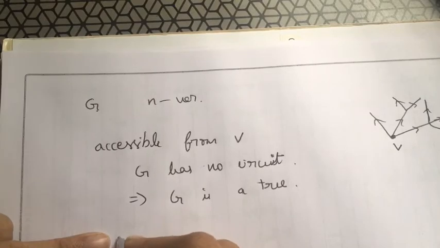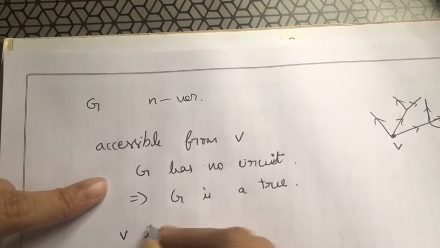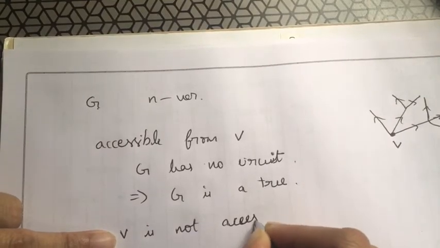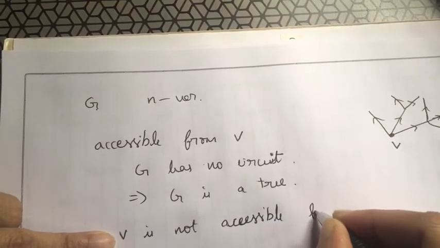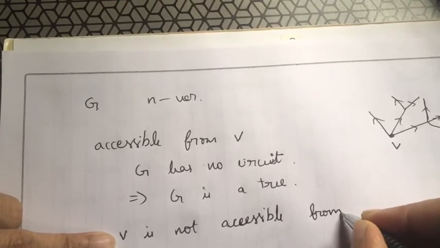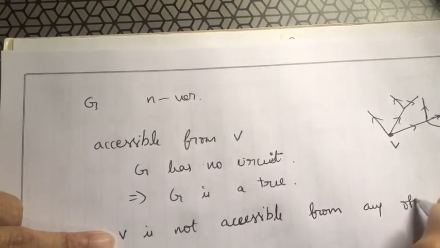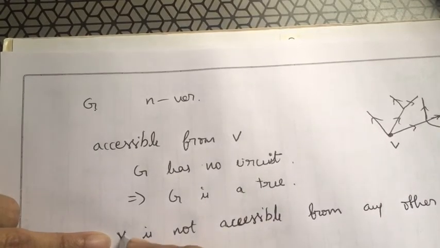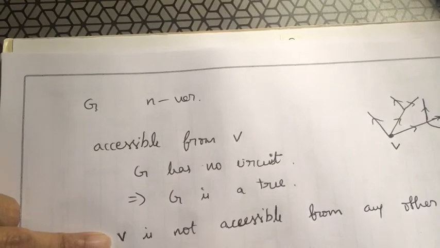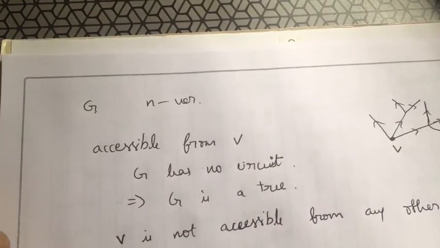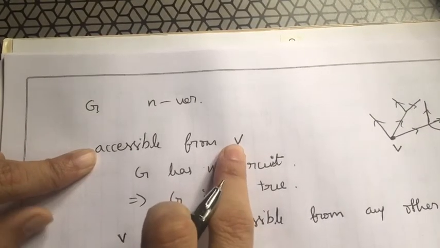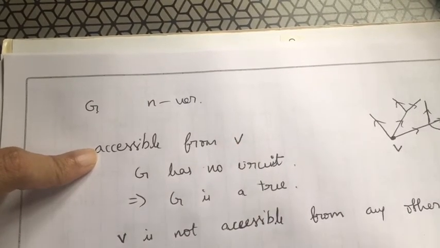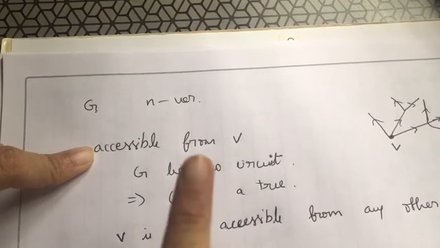Therefore, I can say V is not accessible from any other vertex. Therefore, I can say in degree of V is equal to 0. But every other vertex is accessible from V. Therefore, in degree of each of these vertices must be at least 1.